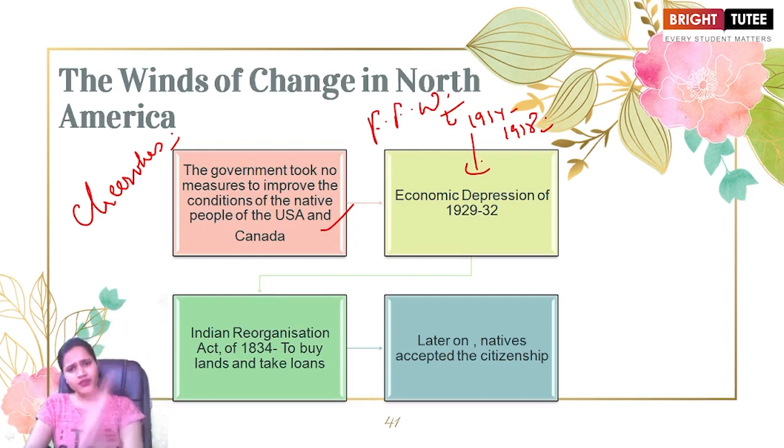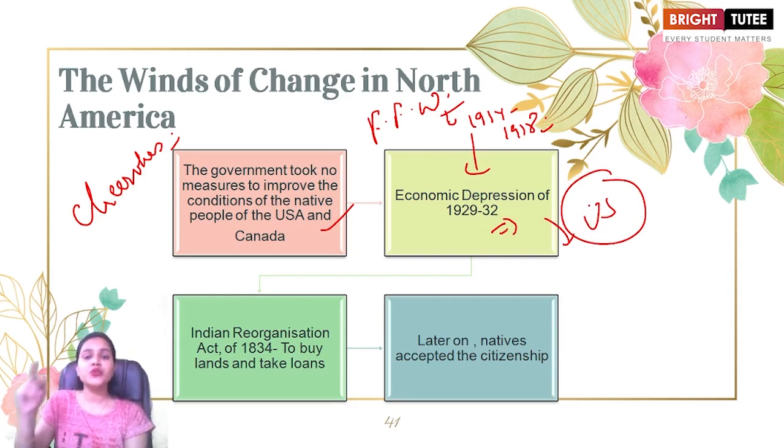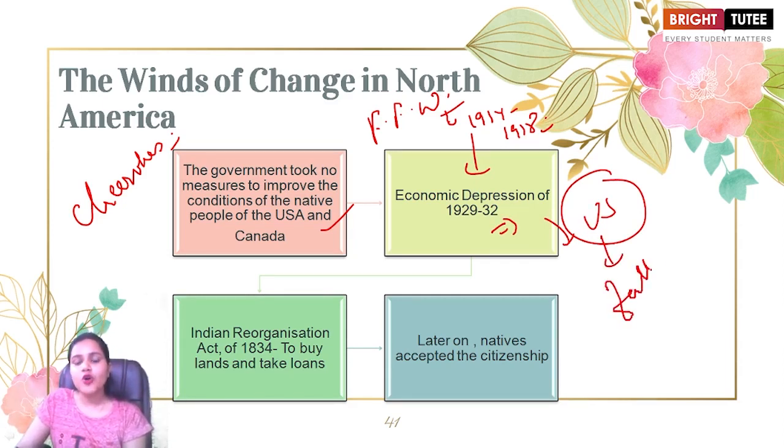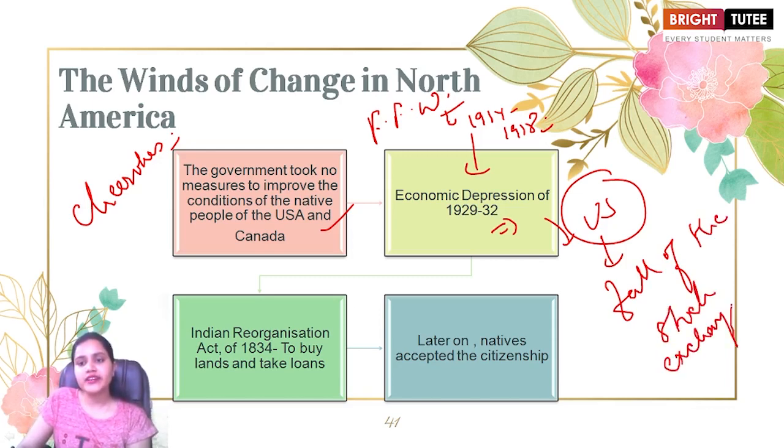Now, when we talk about the participation of the US in the war, they had put a lot of finances into arms, ammunition and other resources. But in the period 1929 to 32, the US was worst hit with the economic depression that came with the fall of the stock exchange at Wall Street, located in Manhattan in the USA.